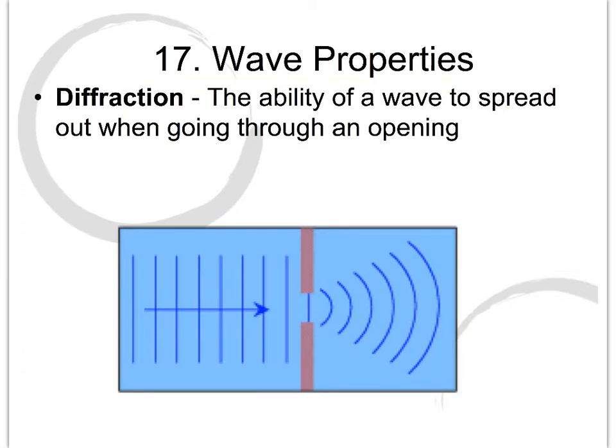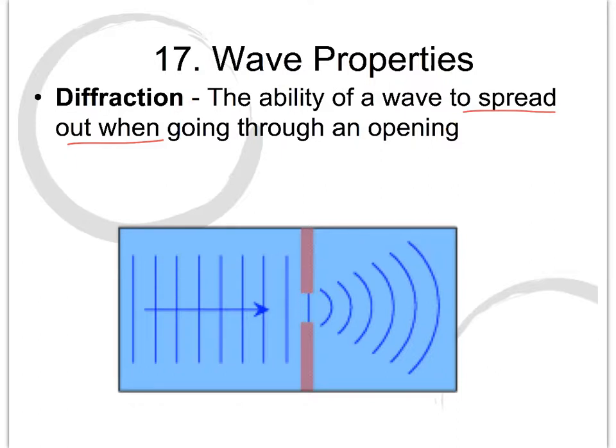The next property we have is diffraction. This is the ability of waves to spread out when going through an opening. And so we see here, these are all meant to be wave fronts viewed from above. Almost imagine looking at ripples in a pool. Okay, the wave fronts come in, they go through this opening.